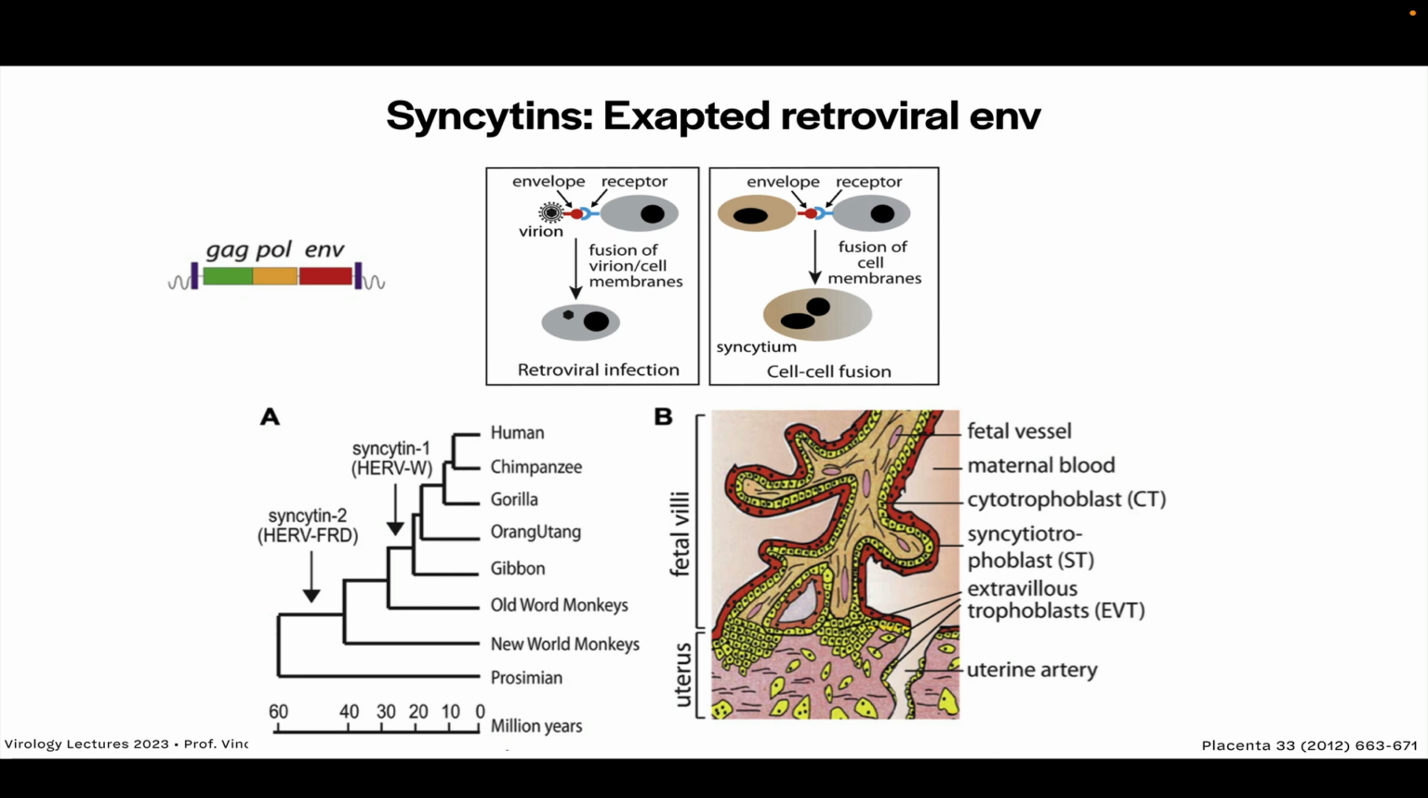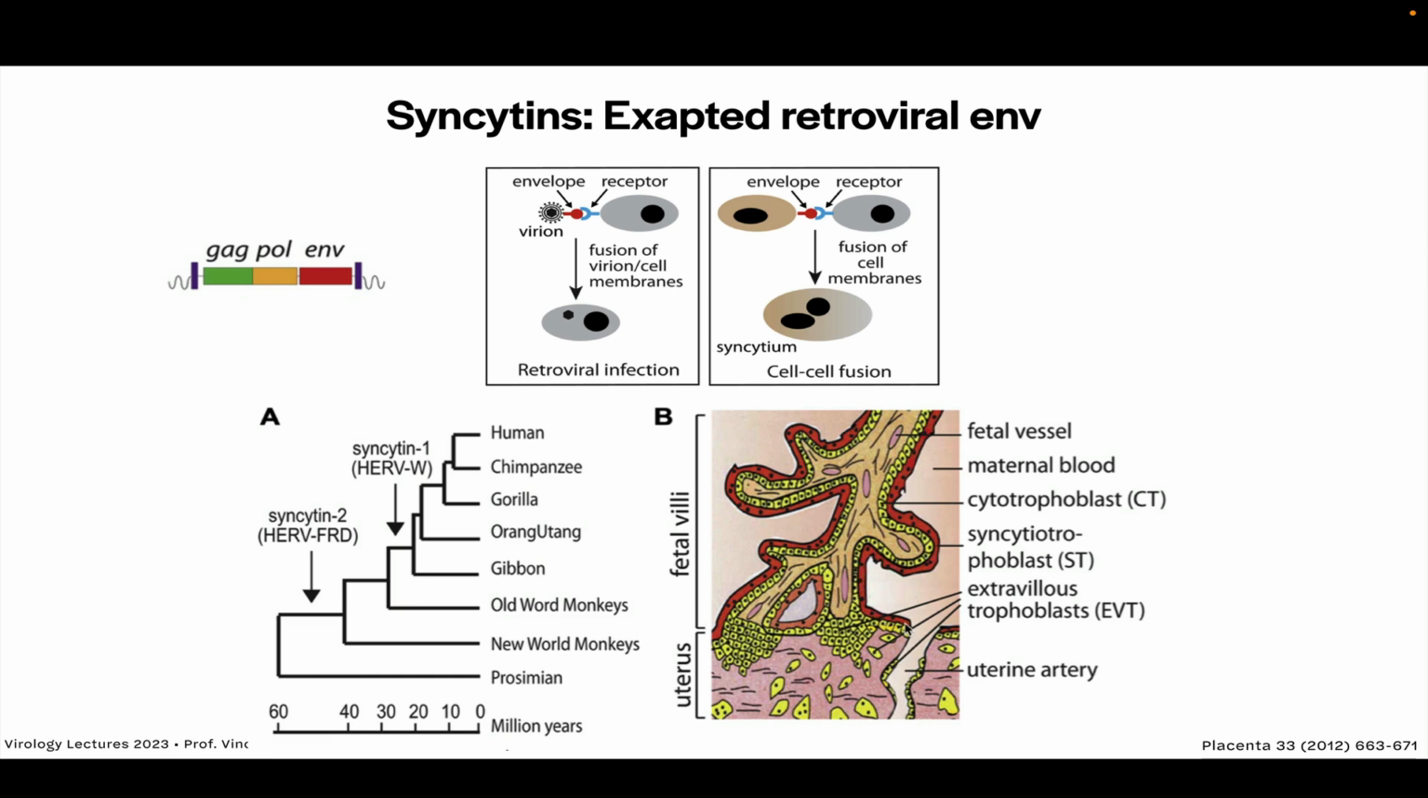organisms have actually used integrated retroviral genomes. We call this exaptation. When you steal a gene from a virus and use it, it's called exaptation. And a classic example is the syncytins. Syncytins are the proteins that give rise to the placenta. Here's a diagram of the structure of the placenta. We have our fetal villi and the uterus here. An important part of the placenta is called the syncytiotrophoblasts, this red series of cells here.